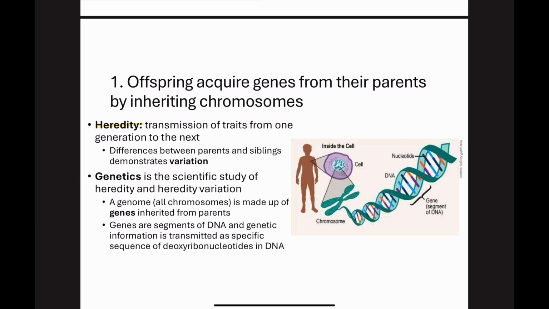The differences that we have between parents and siblings demonstrate variation. When we are talking about genetics, we are talking about the scientific study of heredity and heredity variation. So we know that parents endow their offspring with coded information in the form of genes. Your genome is made up of the genes that you inherited from your mother and from your father. Those genes program specific traits that are going to emerge as we develop from fertilized eggs into adults.